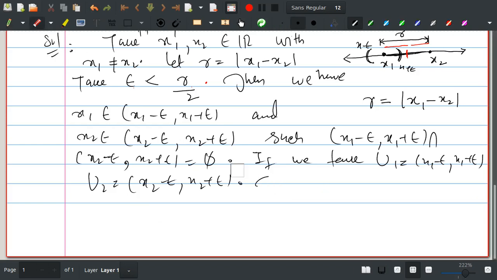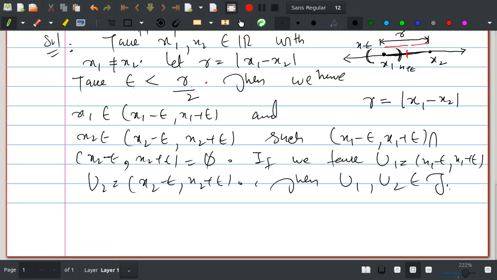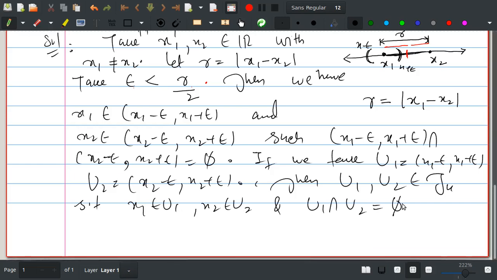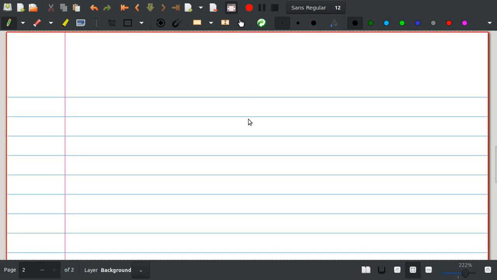First of all, these u1 and u2 are open, so u1 and u2 are in the usual topology, such that x1 is in u1, x2 is in u2, and u1 intersection u2 is empty. So this proves R equipped with the usual topology is actually a Hausdorff space.